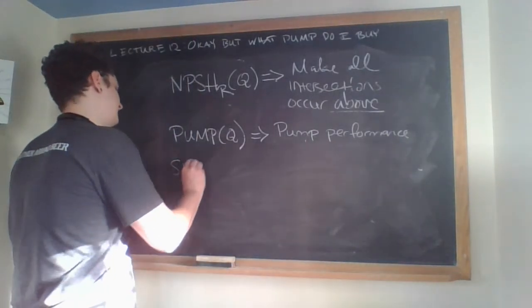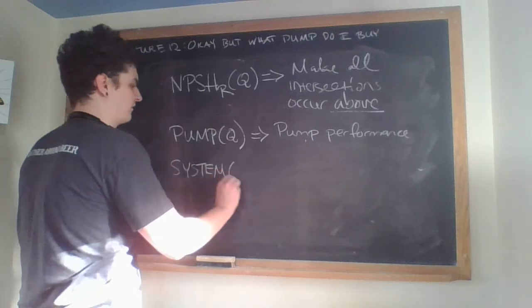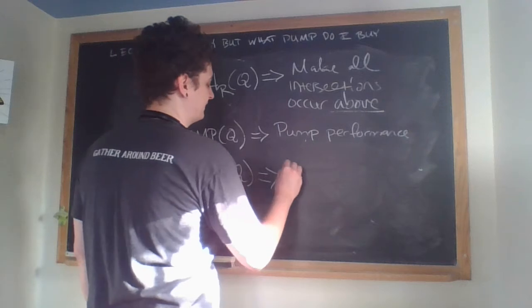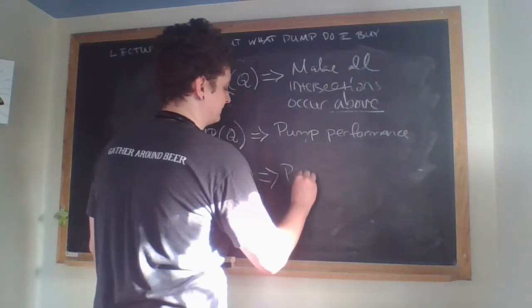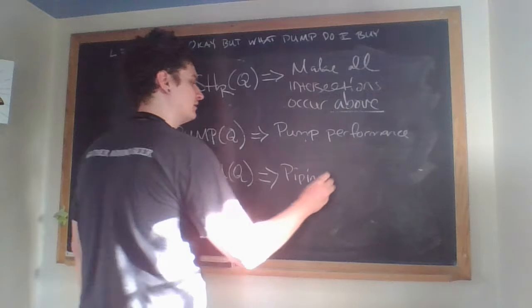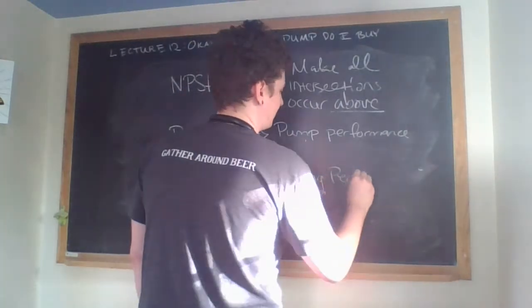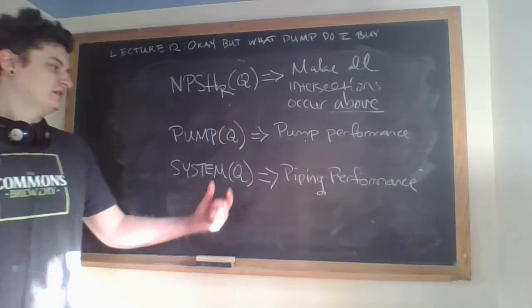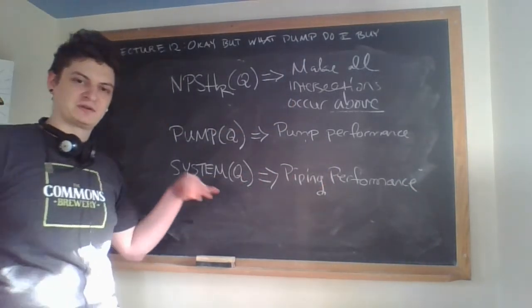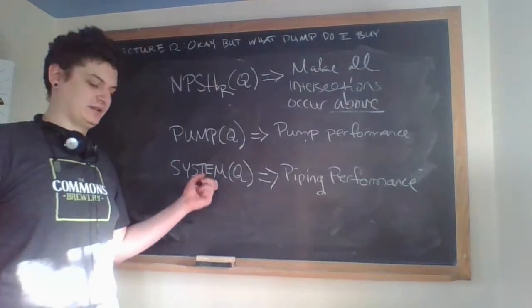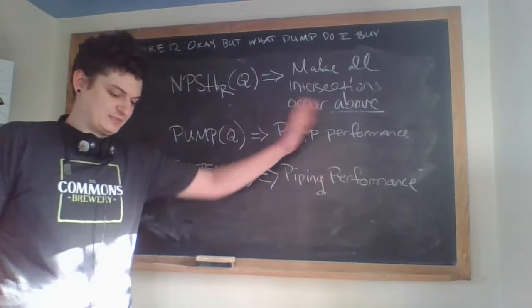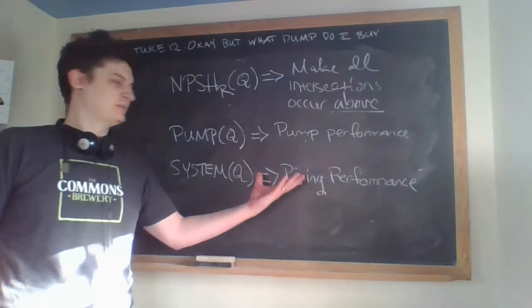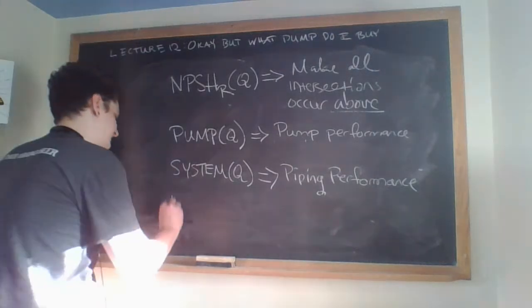Then we have a system curve, right? And this is really your piping system. So piping performance, right? Let's say that. Okay, I'll describe what that system curve really is, and you'll see that your project was really just looking at that thing. But this is the performance of the piping system, or the limitations on that. And then there's also this efficiency curve.